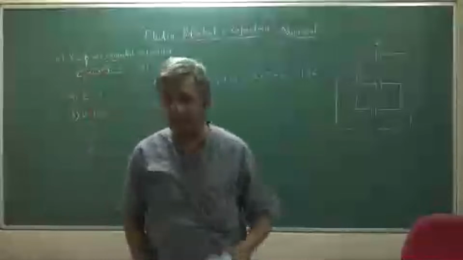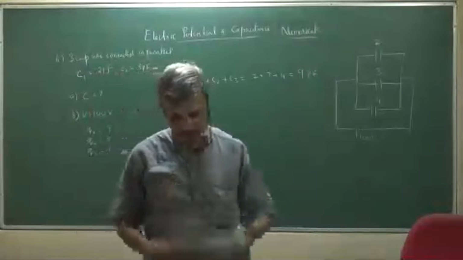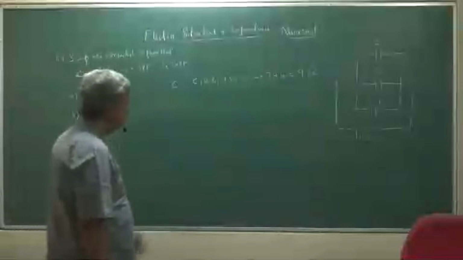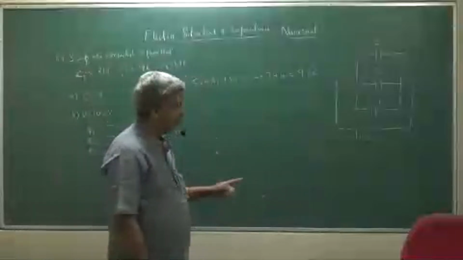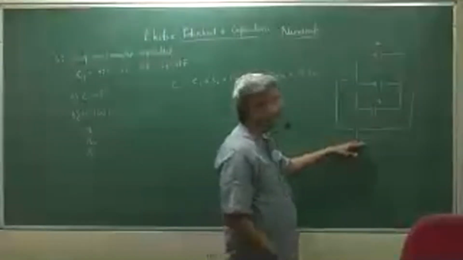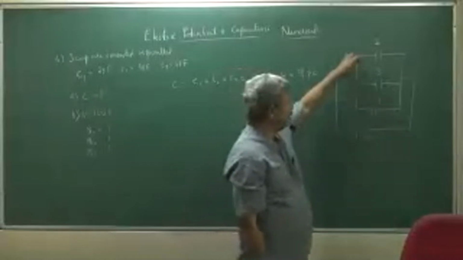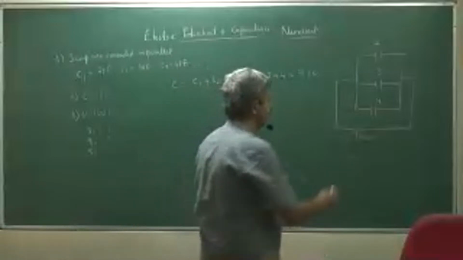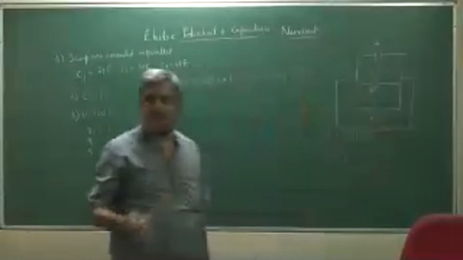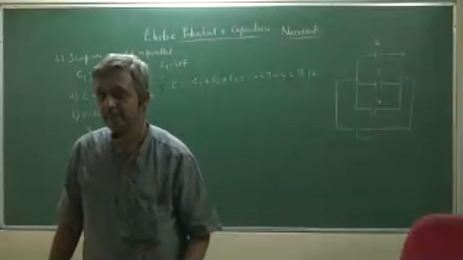So capacitances get added if they are connected in parallel. Now we want to calculate the charge on each capacitor. If you look, 100 volts is appearing between these two points. So that same 100 volts is appearing across the first, second, and third individually. Each one will have 100 volts because they are in parallel. Whenever things are in parallel, the potential difference across them is the same.